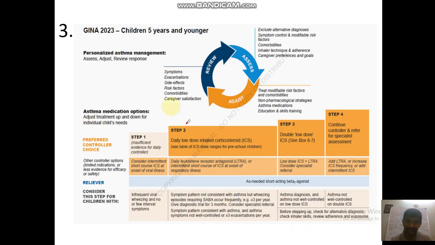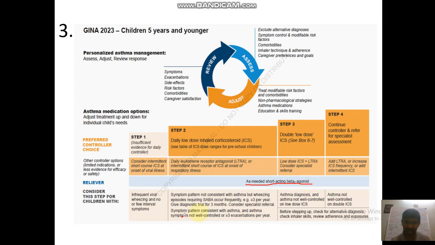Third, here in children 5 years and younger, step 1, step 2, step 3, and step 5. Here they clearly mention which baby is to be put on what step. If the patient has infrequent viral wheezing and no frequent symptoms, there is no need of a daily controller. Use as-needed SABA whenever the patient has symptoms.